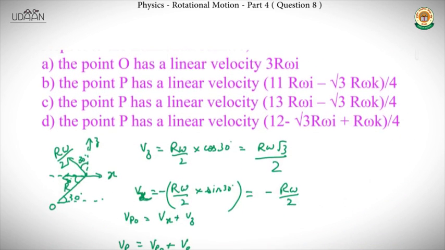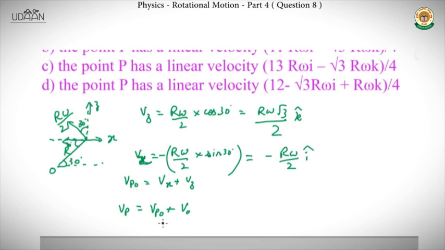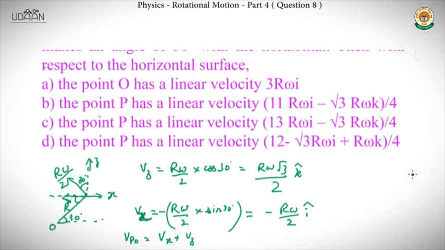And over here if we put the symbols, this will be k cap and this will again be i cap. Now writing V_PO plus V_O over here, we find out V_PO will be minus r omega by 2 i cap plus r omega root 3 by 2 k cap, plus V_O, from above we know, is 3 r omega i cap. Add these and we know that V_P comes out to be 11 by 4 r omega i cap plus root 3 by 4 r omega k cap, which is option number B. So here we have found out that option B is correct.